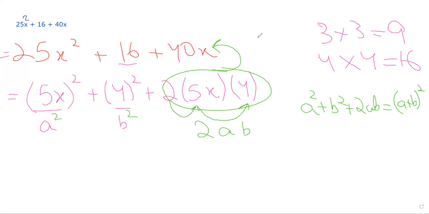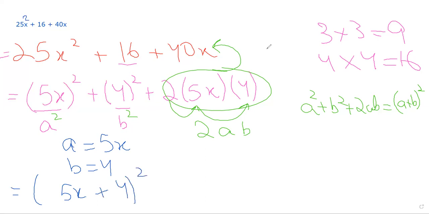So what will we write? We will write it as a plus b whole square. What is a in this term? 5x. And what is b? 4. So a is 5x plus b is 4, whole square. This is the answer.